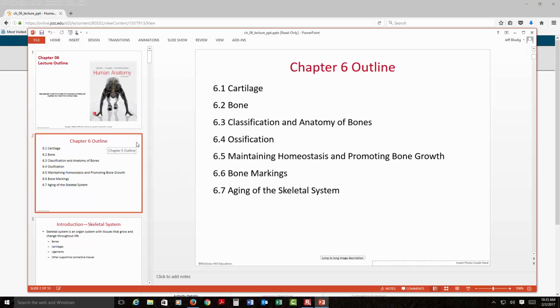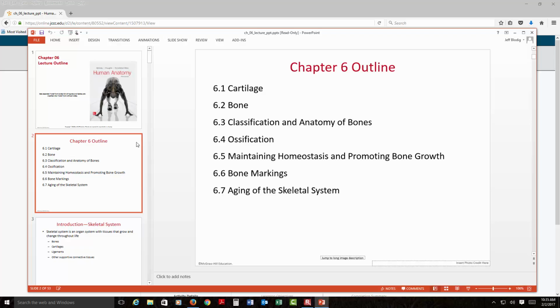Welcome to Chapter 6. Chapter 6 is the introductory chapter to the skeletal system, Unit 2. Chapter 6 is going to be that cytology, histology introduction to the system.